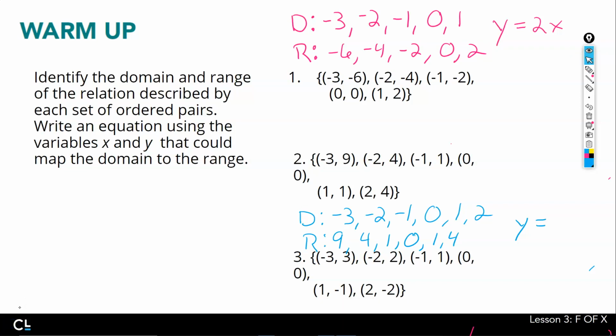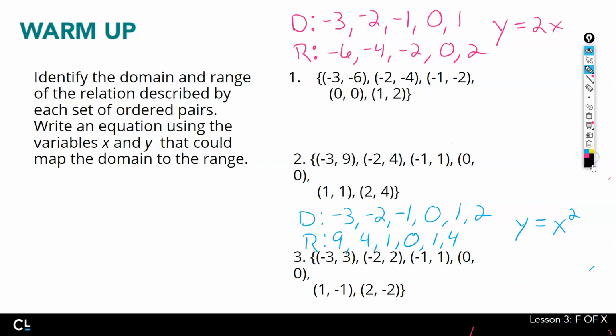If I look at this 2 and 4, I notice that if I raise this 2 to the second power, it would give me 4. Basically, I'm doubling these numbers. So here I would have x raised to the second power. I could input these values in for x. -3 raised to the second power would be -3 times -3, which gives me an output of 9.